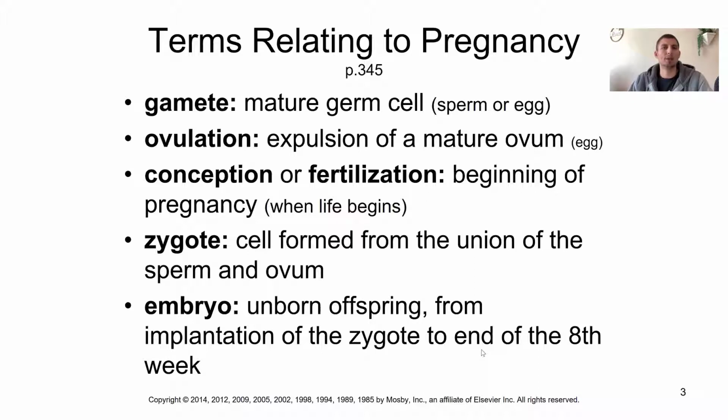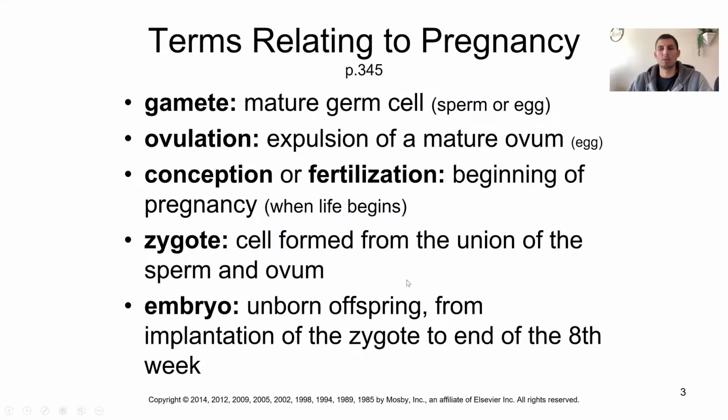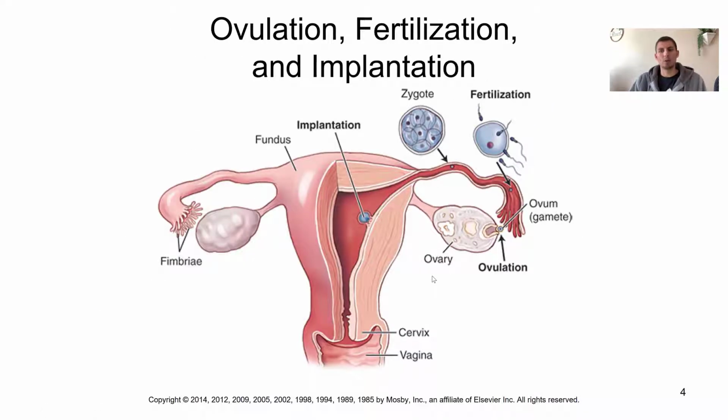Conception or fertilization is the official beginning of pregnancy. That's when that sperm and the egg meet. So that process is called conception or fertilization. That is the point at which embryonic science and medical analysis determines human life to begin. Scientifically speaking, we can say that human life begins at conception. Continuing down the list, we see the zygote, which is the technical name for that sperm and the egg joining. It is the cell that's formed by that union. And the embryo is the name for the implanted zygote that we will use up until the end of the 8th week of gestation.